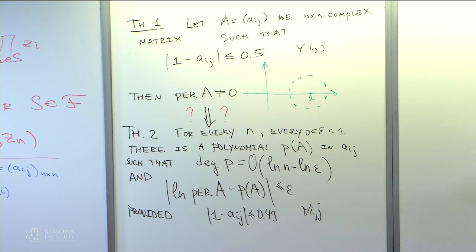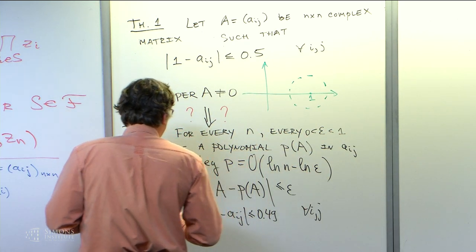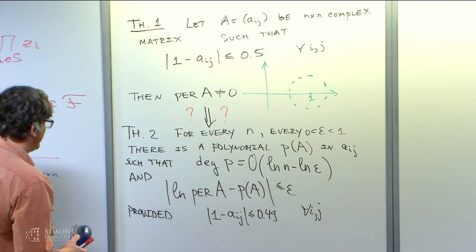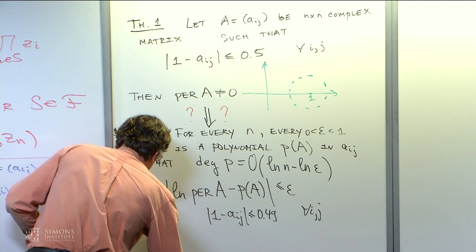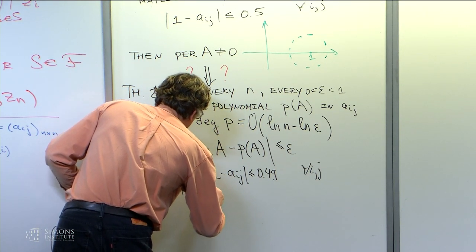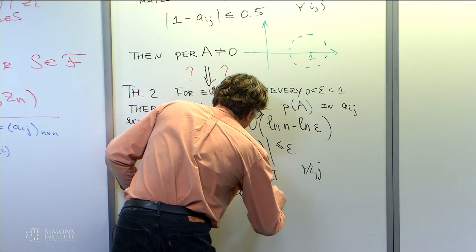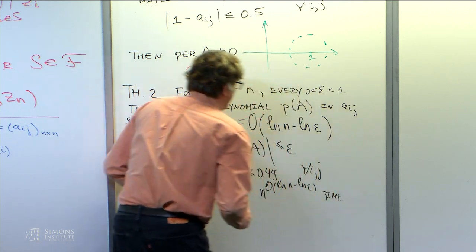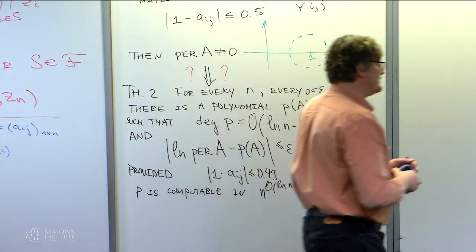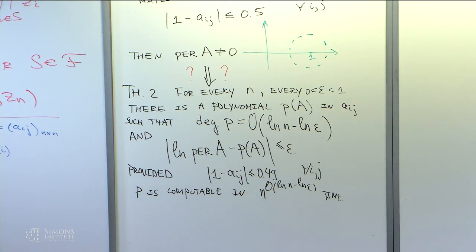And so this polynomial is not mysterious at all, so we'll compute it sort of explicitly, or at least give some recipe for that. So it's computable in quasi-polynomial time. So P is computable in n to the order of log n minus log epsilon time. And we had this back and forth with Alistair yesterday saying that, well, for me, quasi-polynomial is just as good as polynomial. But if for you it's not, then I don't know how to make it polynomial. Okay, so the first goal, therefore, will be to explain this implication.